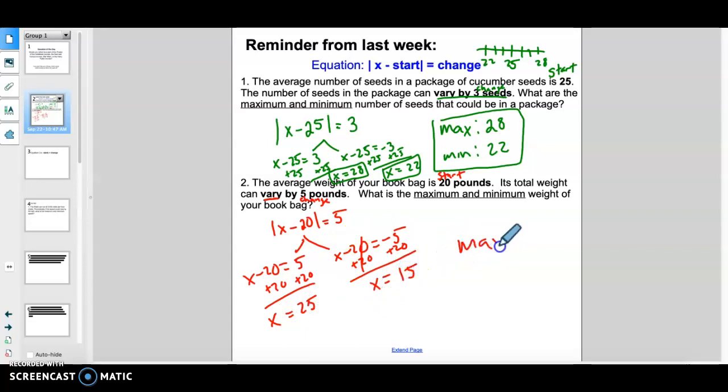So the bigger number is our maximum. So our maximum is 25 and our minimum is 15. So once again, you do not have to use the equation. It is optional, but I just wanted to show you another way to solve these types of problems that we're working with this week.